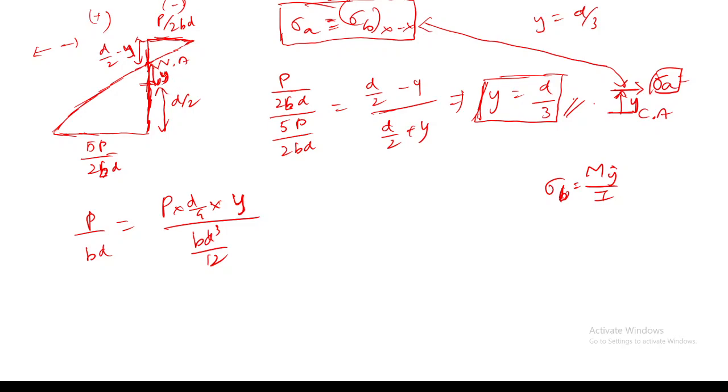So we want to calculate the bending stress value at this point. For that we write My by I. Here I am retaining the y, and this total stress is equal to the axial stress, which equals P by BD. When I equate this with P by BD, I will get y equals D by 3. This is one method, and using the similar triangle concept you can also find the location of the neutral axis.